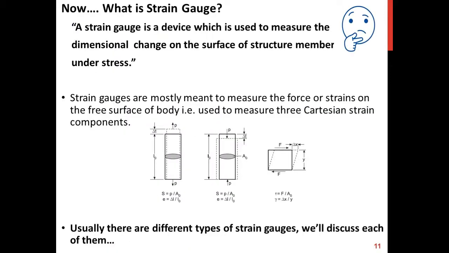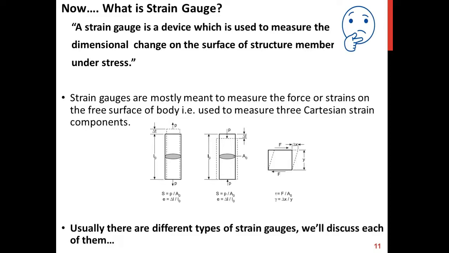Now a question comes to mind: what is a strain gauge? A strain gauge is a device which is used to measure the fractional change in length over the original length, and it is mounted on the structural member which is under stress. They are mostly used to measure the force or strain on the free body of the surface. It is used to measure strain in three categories: shear force, compression force, and tensile force.